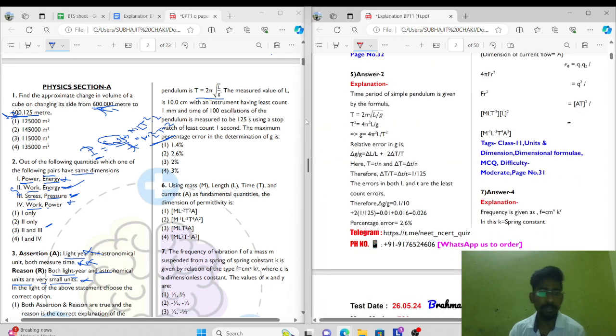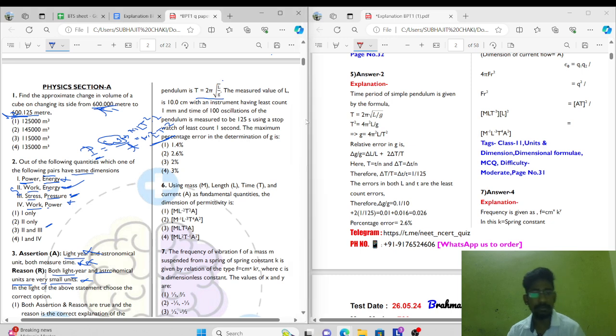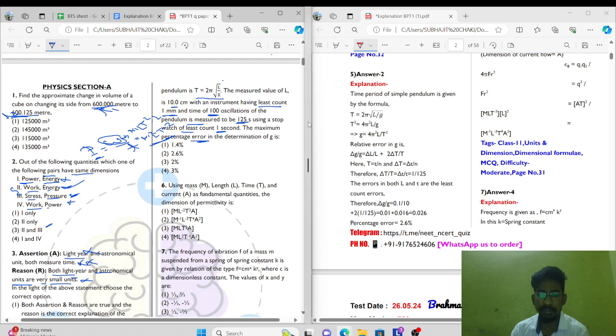So how to calculate this? Whenever you are calculating the error, here it is given the measured value of L, that is the length of the pendulum, is 10 centimeter. Least count is 1 millimeter. Time of 100 oscillations of the pendulum is measured as 125 seconds, using the stopwatch of least count 1 second. Find the maximum percentage of error. Percentage error, how to calculate percentage error? This is how you can calculate percentage error in gravitational G.